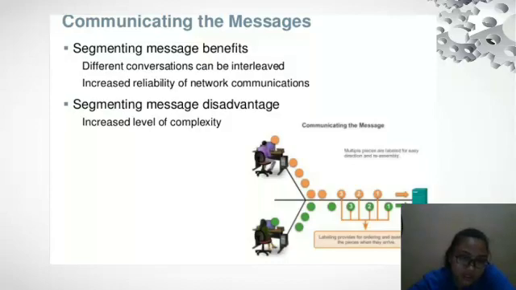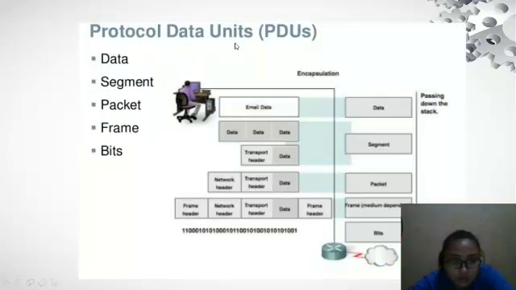Communicating the messages. Segmenting message benefits: different conversations can be interleaved, and increased reliability of network communications. Segmenting message disadvantage: increased level of complexity. The picture shows the communicating of the message. Protocol data units or PDUs are data, segment, packet, frame, and bits.